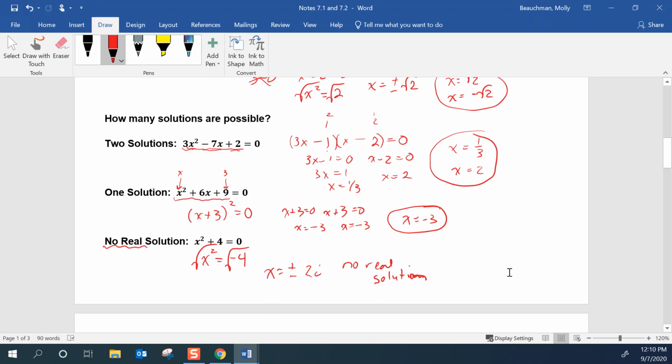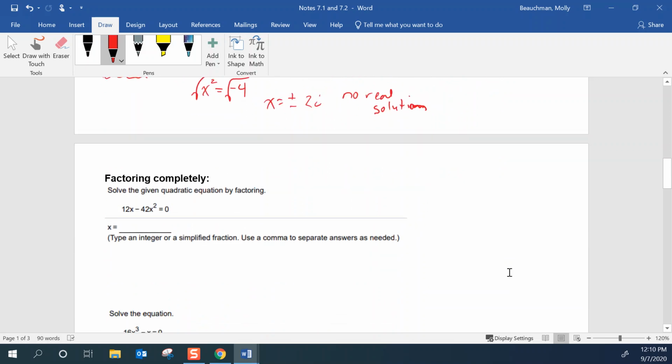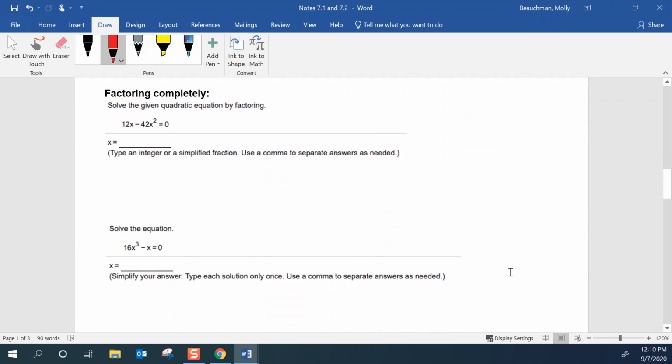Okay? So I've got a couple of practice problems where you might have to factor more than once. You have to factor completely. So first example, we have 12x minus 42x squared is equal to 0. We want to put this in the correct format. So the x squared term should go first. So I've got -42x squared plus 12x is equal to 0.